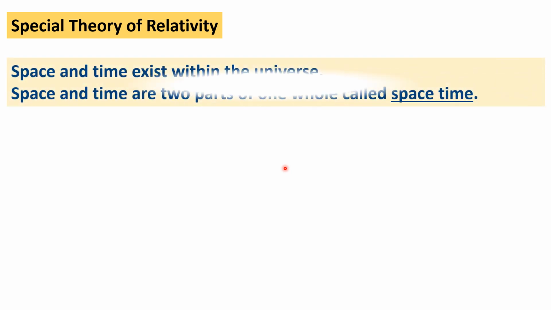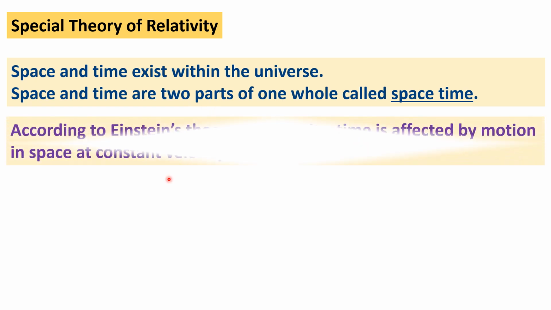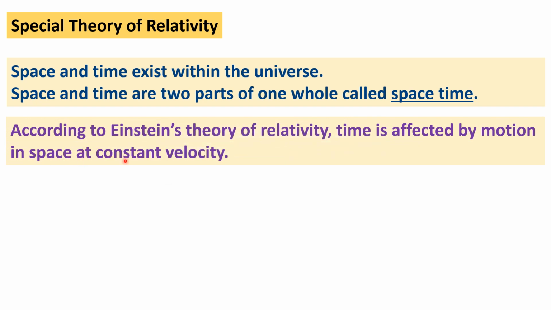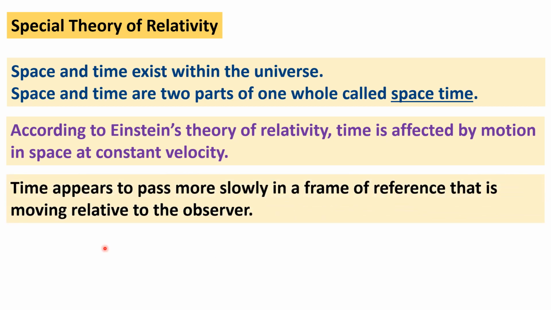The Special Theory of Relativity emphasizes some key concepts. First, space and time exist within the universe. Space and time are two parts of one whole called space-time. According to Einstein's theory of relativity, time is affected by motion in space at constant velocity. Time appears to pass more slowly in a frame of reference that is moving relative to the observer.